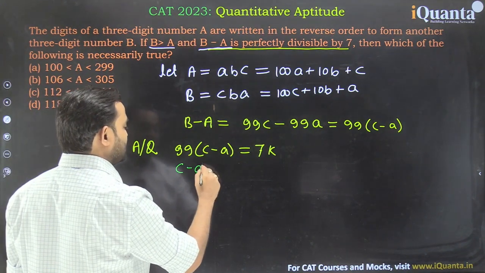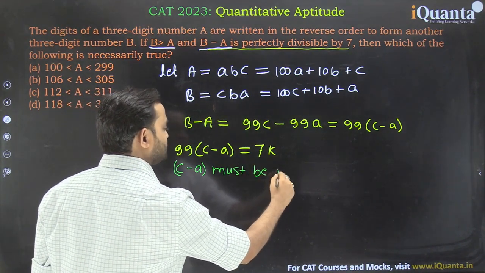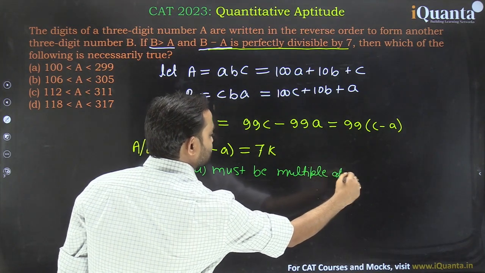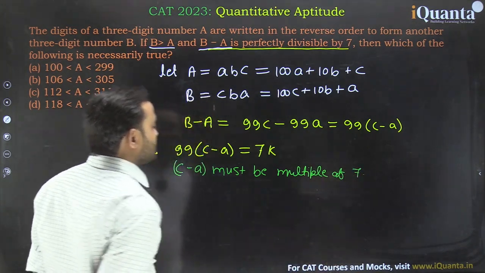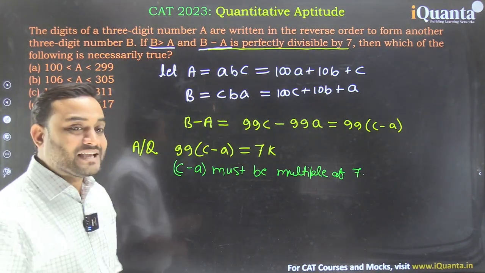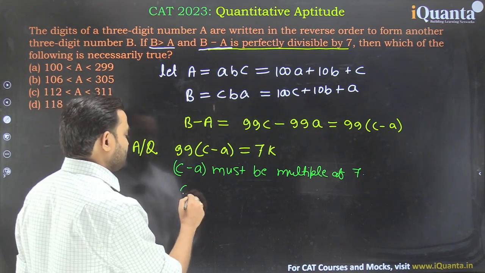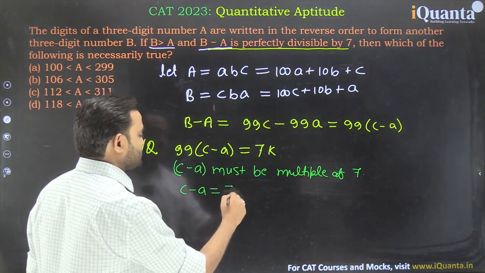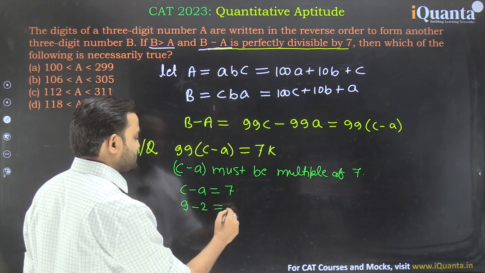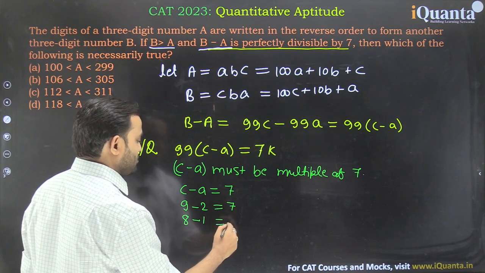C minus A must be a multiple of 7. Okay. Now, as the maximum value of C is 9, C minus A cannot be 14. It can only be 7. So C minus A is equal to 7. What are the possibilities? If C is 9, A is 2, which gives a difference of 7. If C is 8, A is 1, which is also a difference of 7.